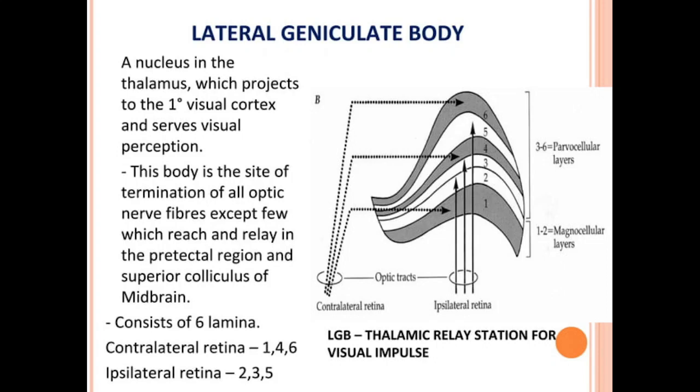that project to the primary visual cortex in the occipital lobe of the brain. This means that any damage to the lateral geniculate body, such as from stroke or a tumor, can result in visual field defects or other visual abnormalities. Visual field defects can manifest in different ways depending on which part of the lateral geniculate body is affected.